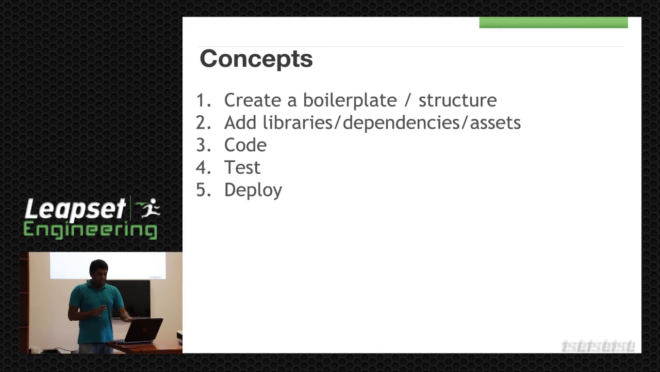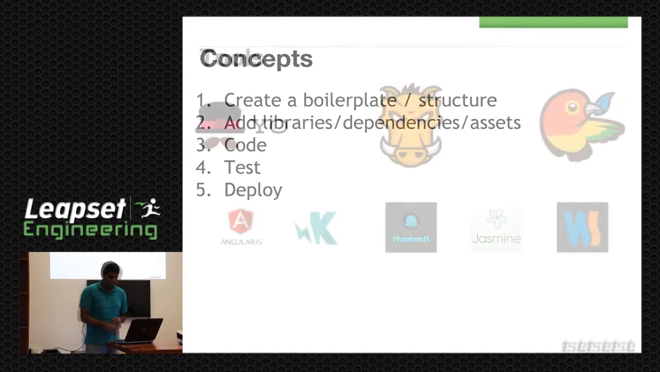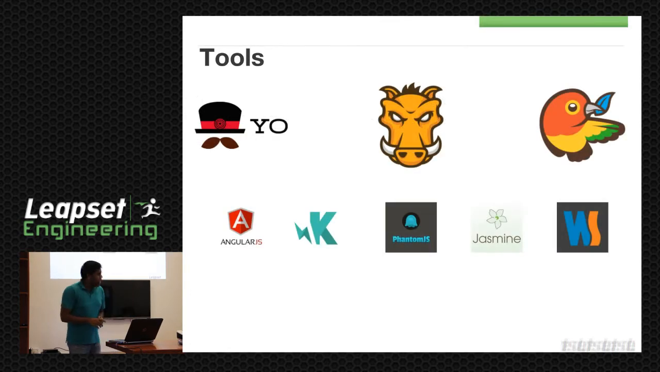So the package dependencies, like the core part when you are working with Node.js. So you'll be actually integrating so many packages into your system. And then of course you need code, test and deploy. We're mainly focusing on Yo. Yo is a scaffolding tool. Grunt is a task runner. And Bower is a package management tool for the front end.